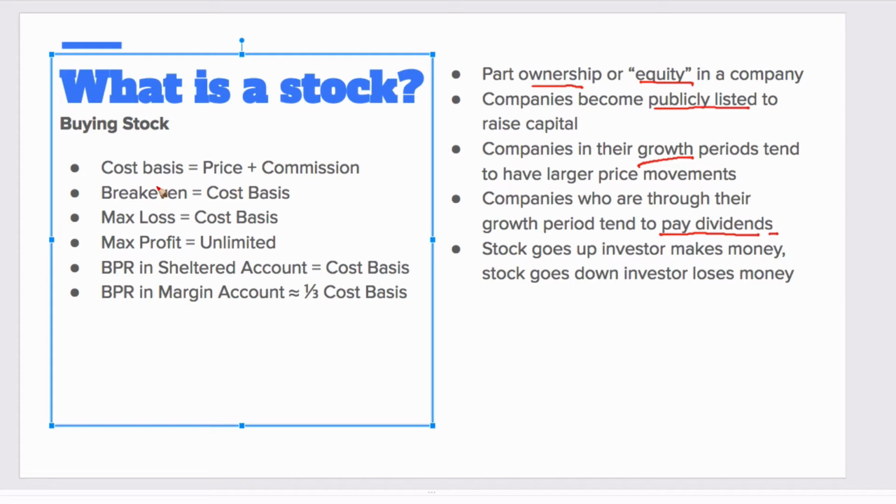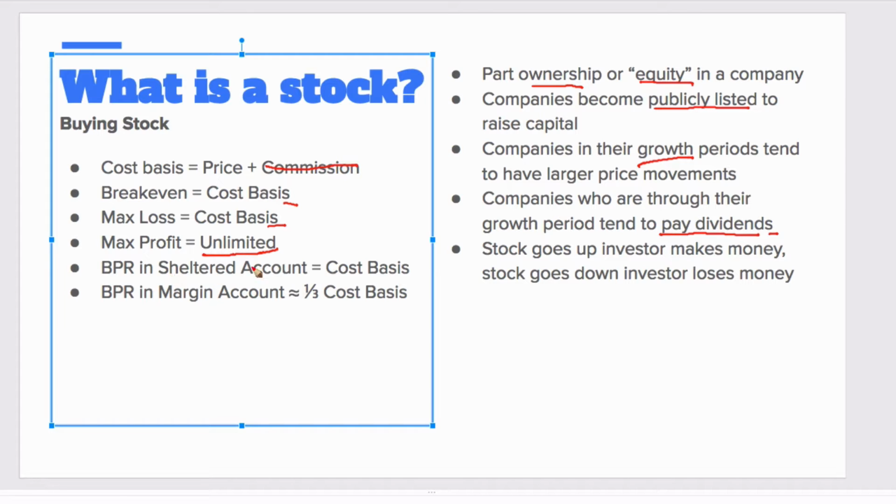So cost basis on a stock is simply the price you paid plus commission. Like I said, in this course I'm going to ignore commission, okay? Your break even is your cost basis. Your max loss is your cost basis. So whatever you pay for the stock, that's where your break even is. That's how much you can lose. Your max profit is unlimited. Technically, a stock can go to infinity.